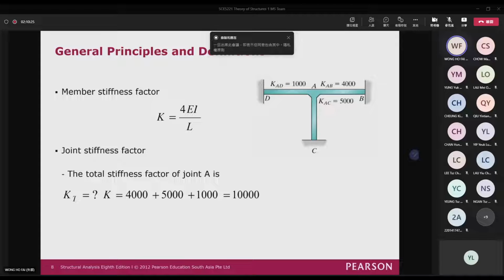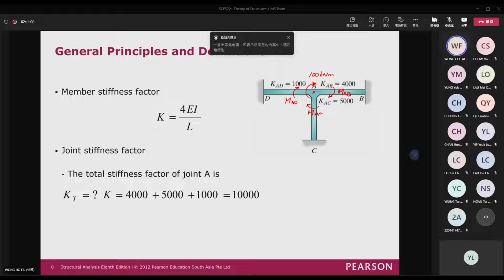If you apply a load at the joint A here, say I have applied 100 kNm here, then I ask you how much moment will be distributed to the member AD, how much will be distributed to the member AC, and then how much will be distributed to the member AB. Now, here actually I have 3 member end moments: MAD here, MAC here, and then MAB here.